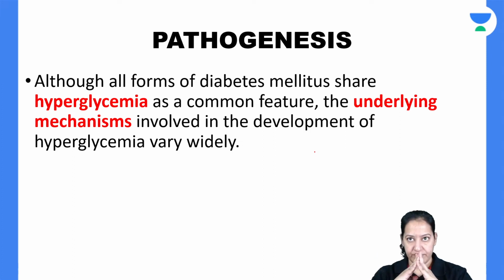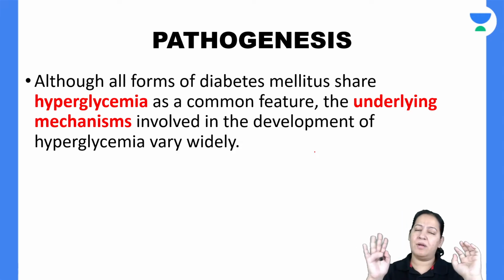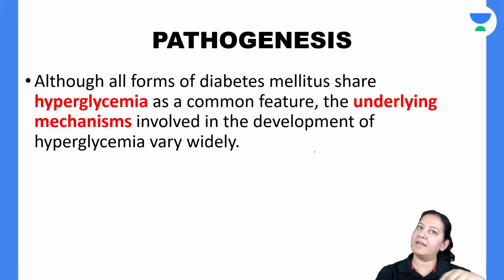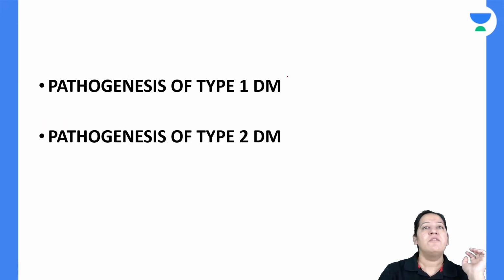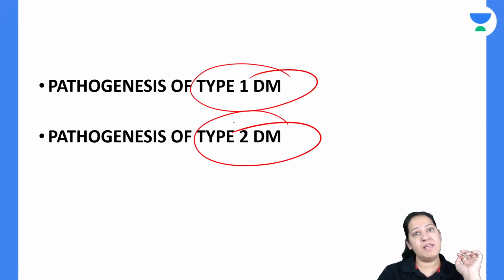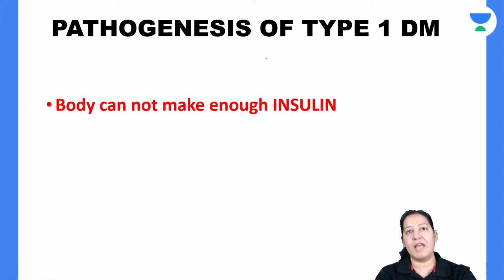Okay, so let me revise for you. We have already done the pathogenesis of type 1 and type 2 diabetes. In short, let me revise and then come to the artificial insulin preparations. We have two main types of diabetes, type 1 diabetes and type 2 diabetes. Let me start with type 1 diabetes.